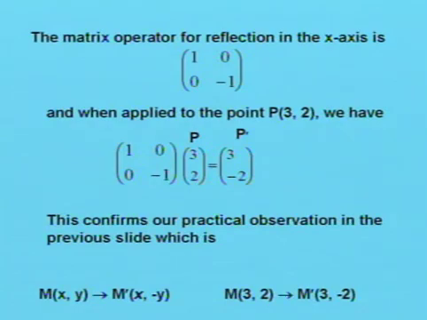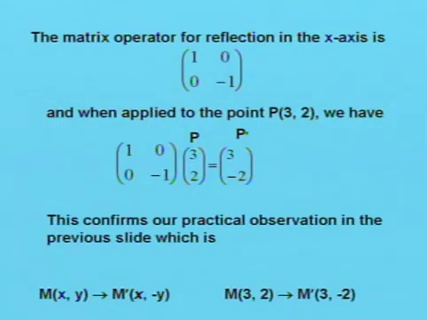The matrix operator for reflection in the x-axis. We have a matrix operator that can do that. Here it is. It's a matrix 1, 0, 0, minus 1. And when this matrix is applied to the point P, 3, 2, we have P dash, which is 3, minus 2. And if you do that matrix multiplication on the left-hand side of the equation, you will end up with a result which is on the right-hand side. That is, when we reflect P, 3, 2, in the x-axis, we'll have P dash, 3, minus 2.